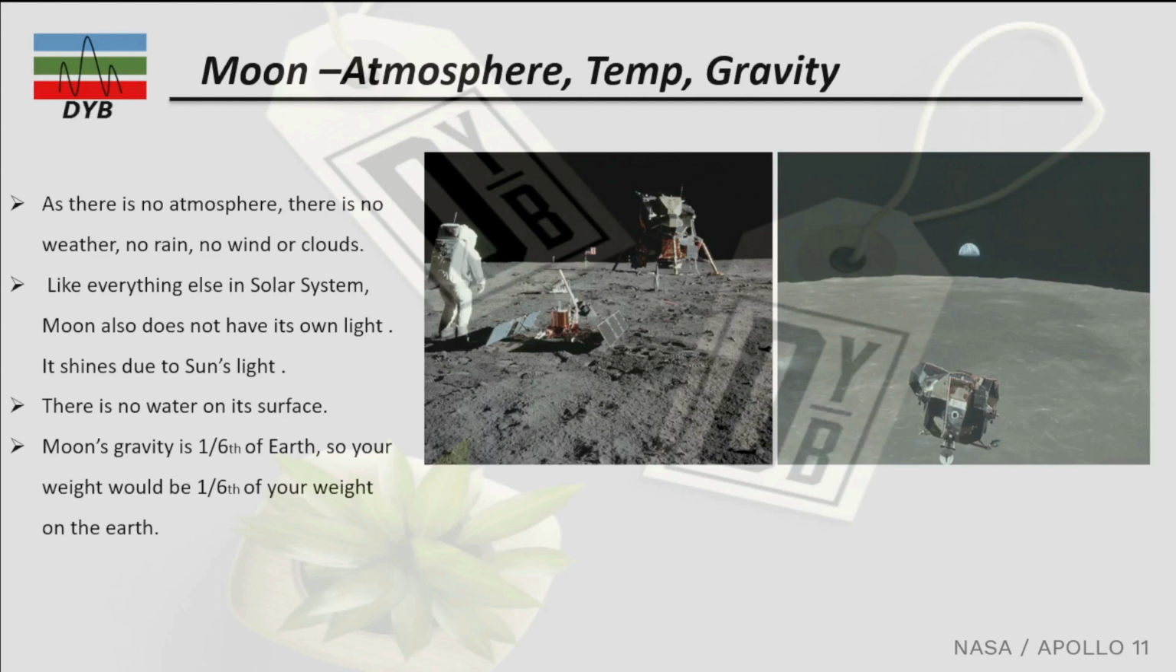And if we look at the gravity of the moon, the gravity of the moon is 1/6 of the Earth. So your weight would be 1/6 of your weight on the Earth. So let's say if you're 60 kg here, if you weigh yourself on the moon, you will be 10 kg.